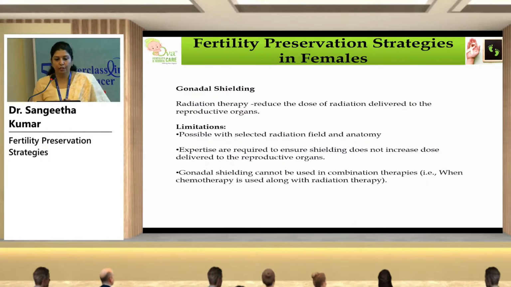So we will look into the fertility preservation strategies in female, where the first thing is gonadal shielding. It is done mostly in radiation therapy to reduce the dose of radiation delivered to the reproductive organ. But the limitation is that it is possible only with selected radiation field and anatomy. Experts are required to ensure shielding does not increase the dose delivered to the reproductive organs, and gonadal shielding cannot be used in combination therapies.